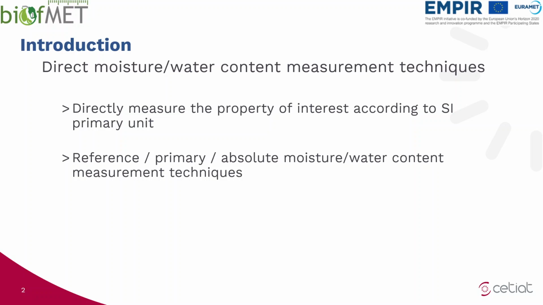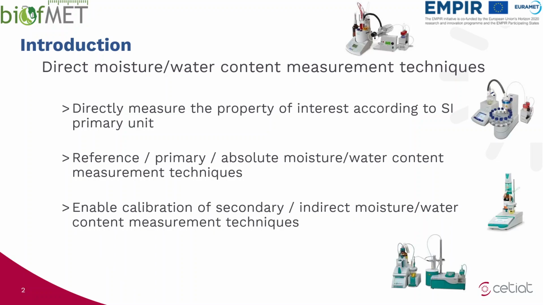Primary techniques are typically used to calibrate secondary or indirect moisture or water content measurement techniques. Thus, traceability to the international system of units can be established.